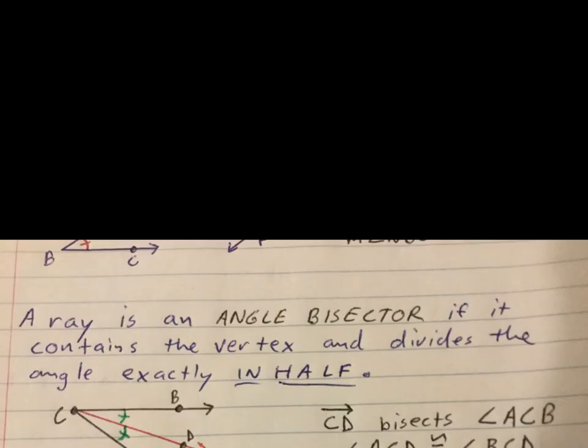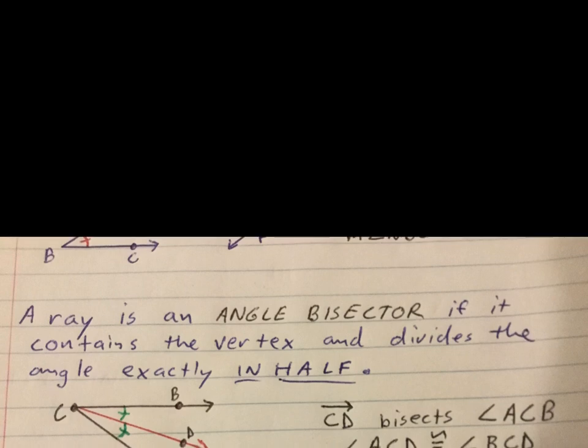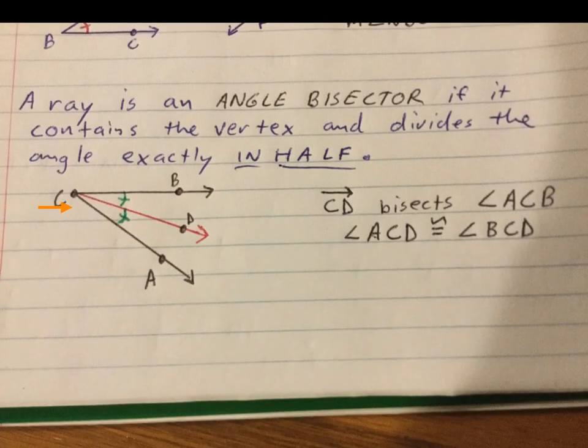Another definition, angle bisector. We have a ray that's an angle bisector if it contains the vertex and it cuts the angle in half. So with the image shown below, we say ray CD bisects ACB because angle ACD is congruent to BCD.